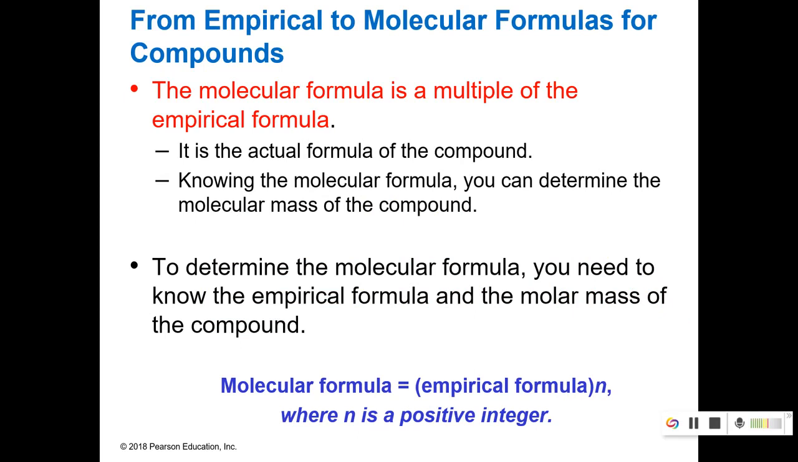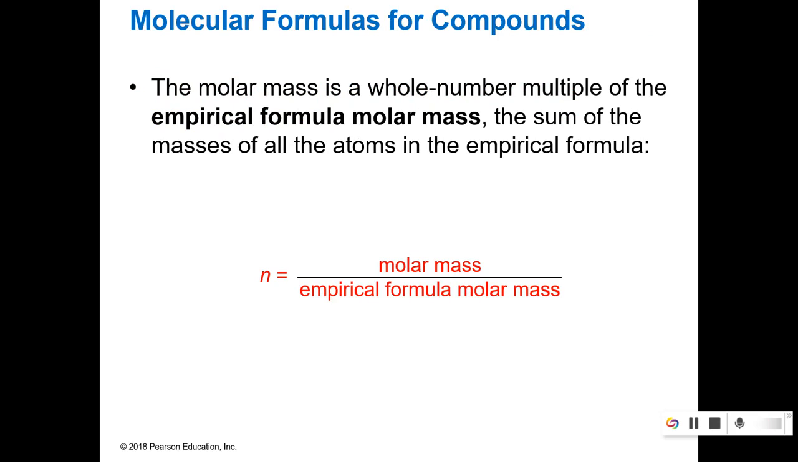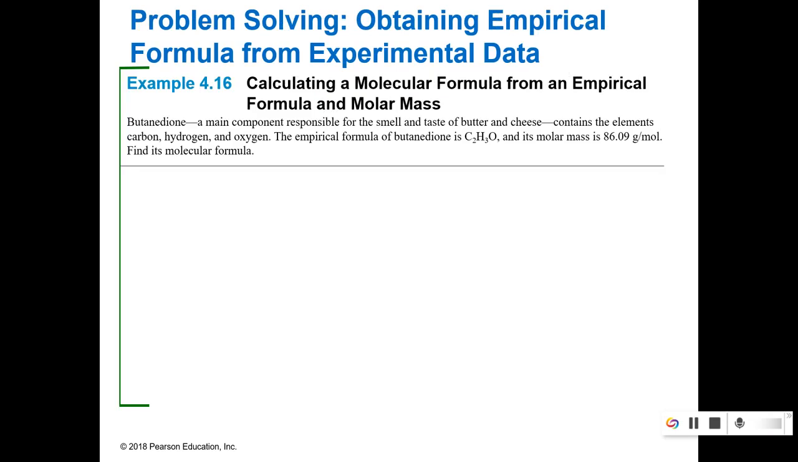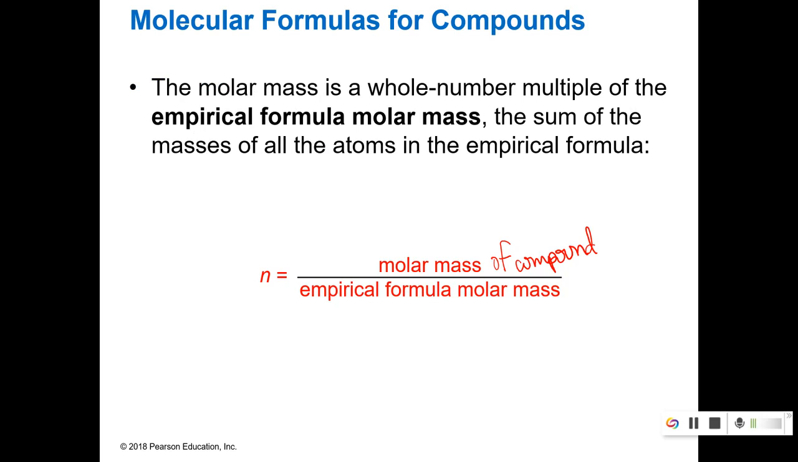Okay, the last topic for this chapter is molecular formulas. Remember, those are bigger values from an empirical formula. To find the molecular formula, you multiply the empirical formula by some number n, which is a positive integer. To find that, you're going to do the molar mass of the compound divided by the empirical formula's molar mass. So let's do an example. Given molar mass, this will always be given, the top one.